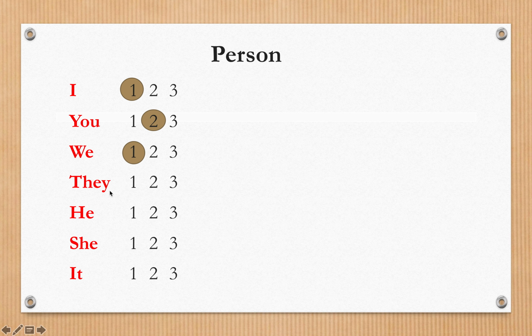They can be dogs, can be friends. We are talking about friends, we are talking about dogs, so we use the word they, and that is the third person. He: when you see a man driving a car, we use the word he, so that is the third person. She also, and it also is the third person. We use the word it to refer to things or animals, third person.